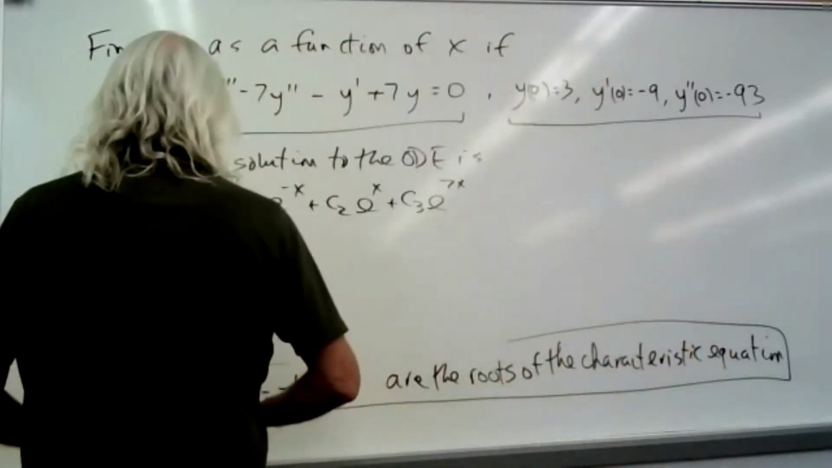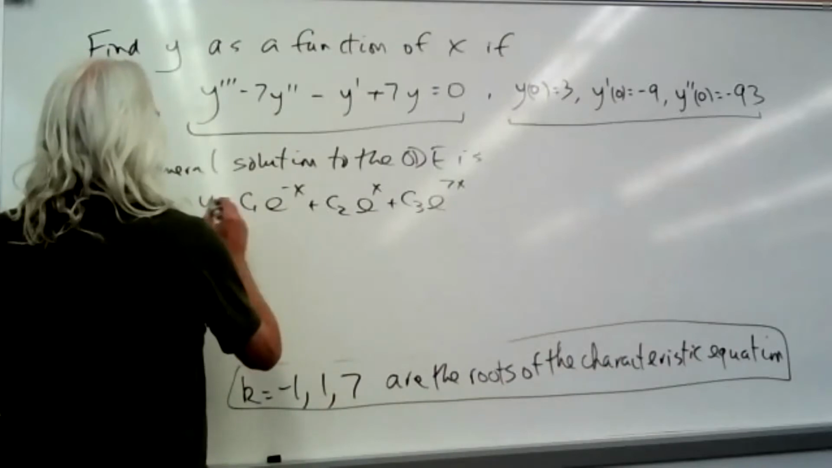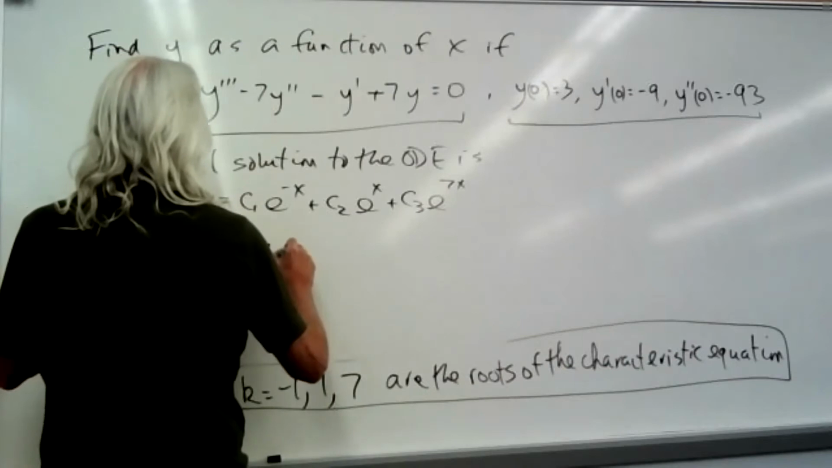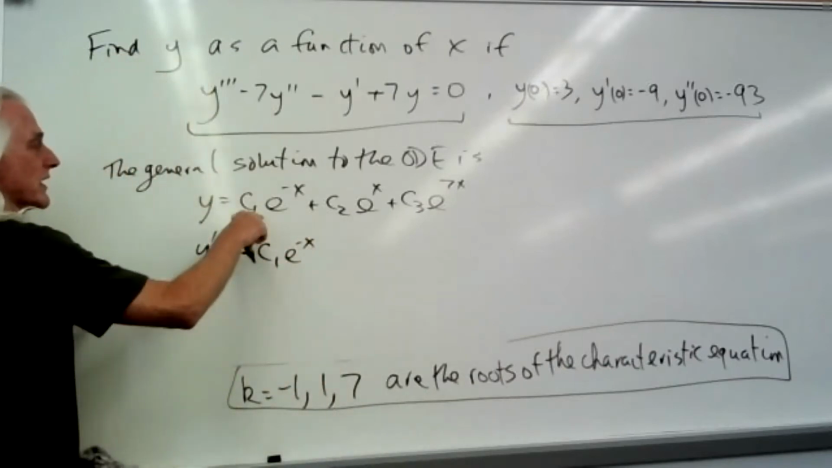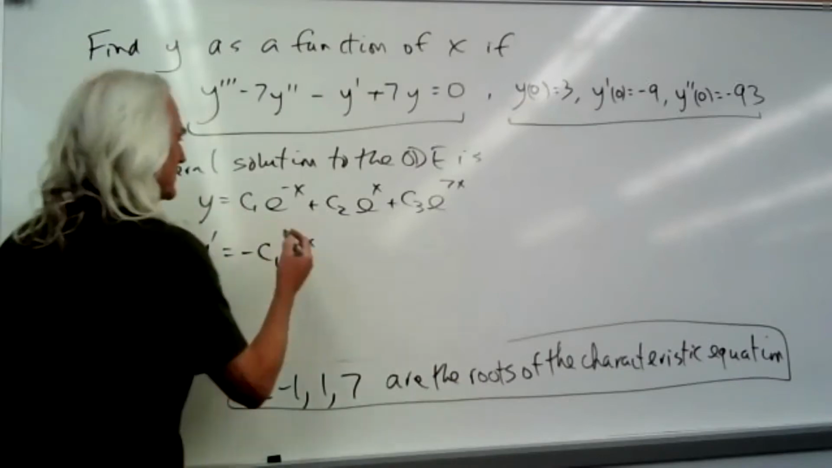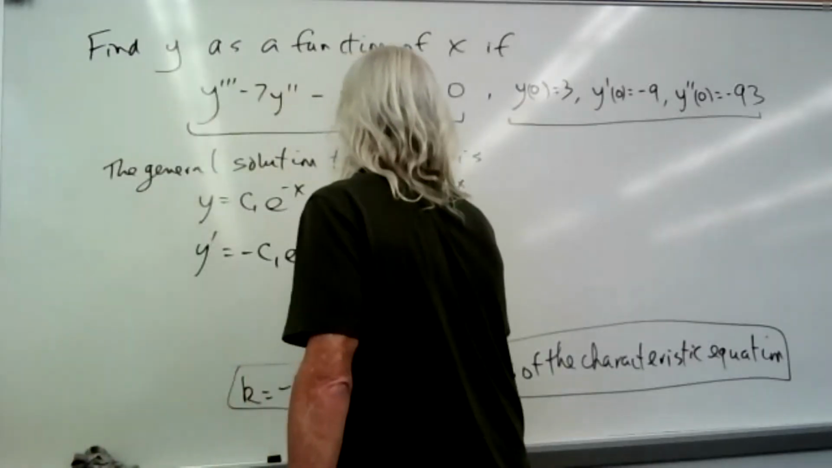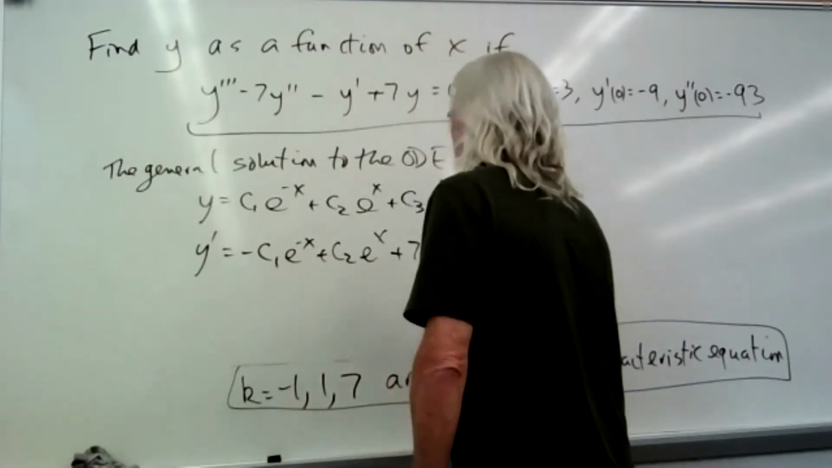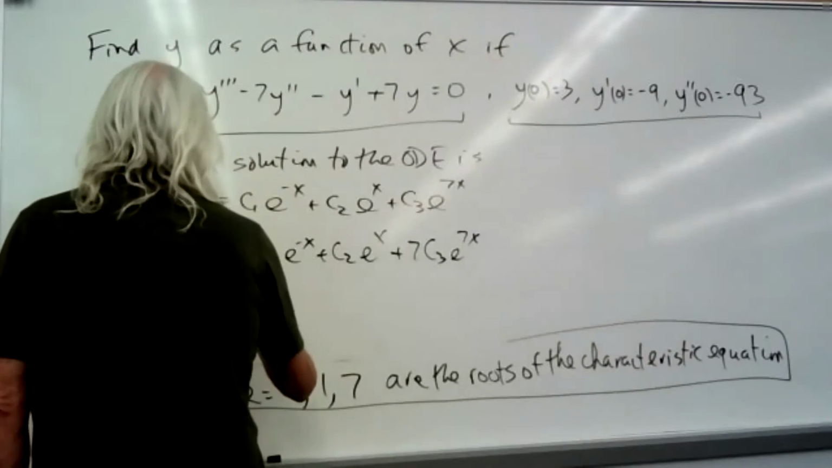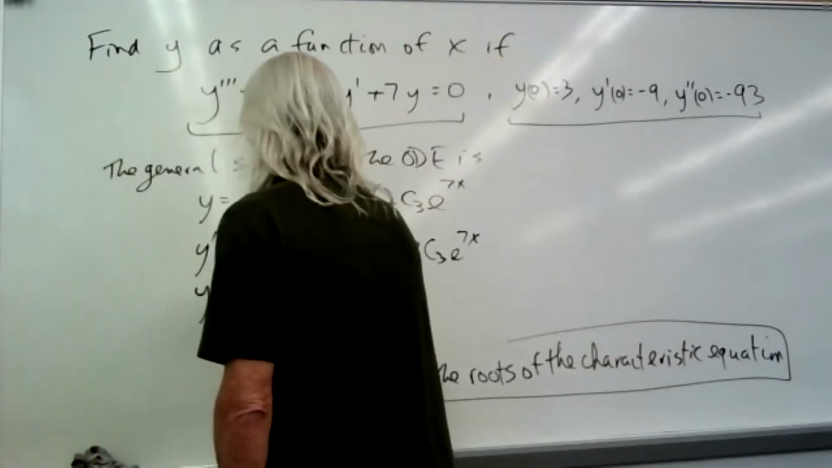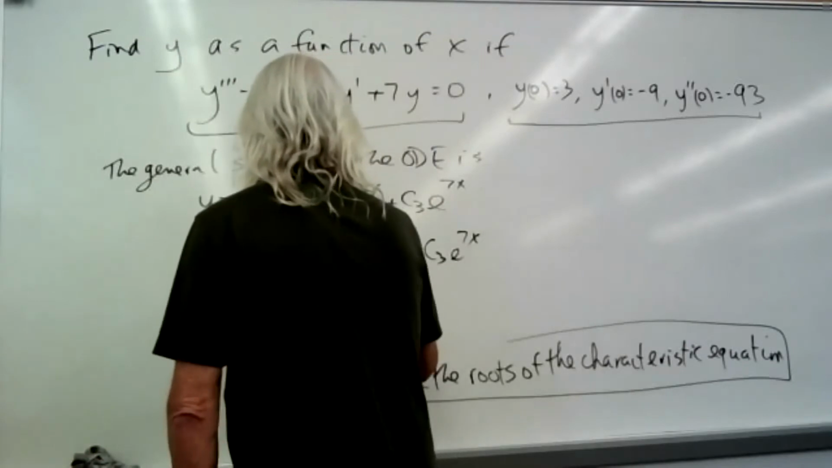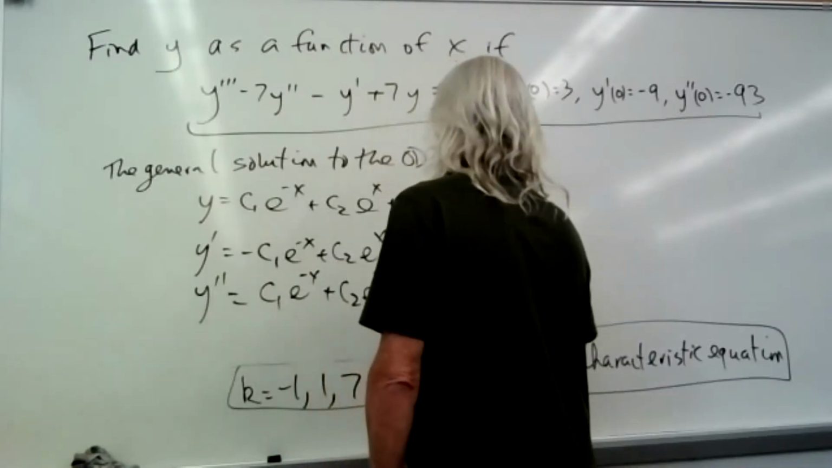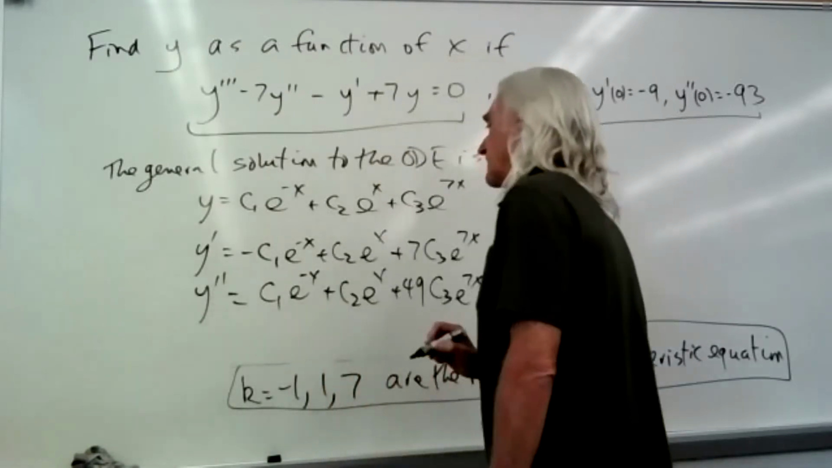All right. So right underneath this, I'm going to do y prime. Okay, so y prime is -C1 e to the negative x, right? Because I know the chain rule forward and backward, and know the derivatives of exponentials, plus C2 e to the x, plus 7C3 e to the 7x, and y double prime is plus C1 e to the minus x, because negative times negative is a plus, plus C2 e to the x, plus 49 C3 e to the 7x.